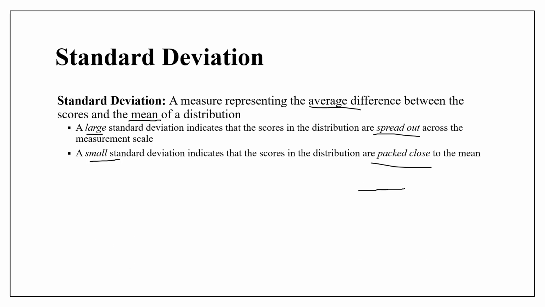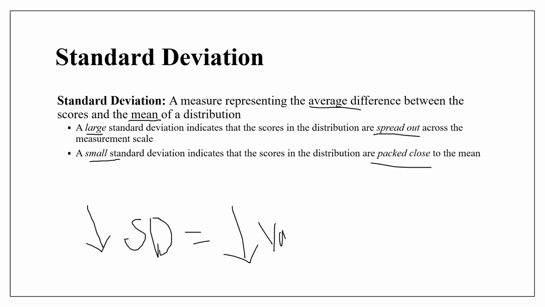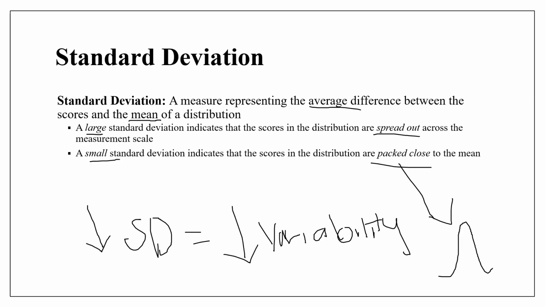Now, in terms of low standard deviation, low standard deviation is going to equal lower variability, because we're working with distributions that look more like this. So we're going to have scores that are packed close to each other. So make sure you also understand the association between standard deviation and variability.